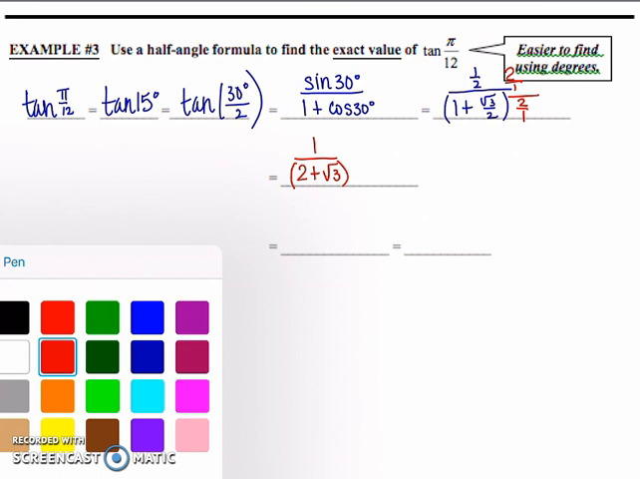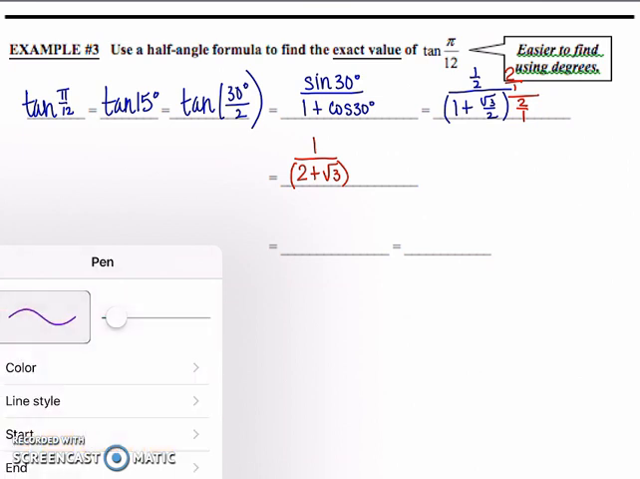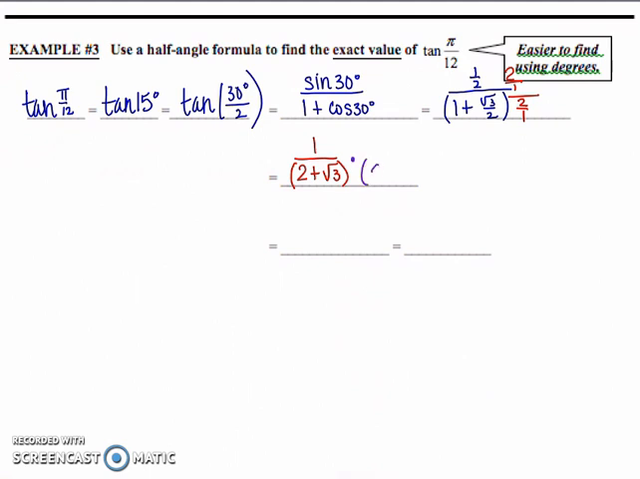And remember, the conjugate means we just change the sign. So the conjugate to 2 plus the square root of 3 would be 2 minus the square root of 3. So I'm going to multiply top and bottom by 2 minus the square root of 3. When I do that, obviously in the numerator, 1 times 2 minus the square root of 3 is just 2 minus the square root of 3.